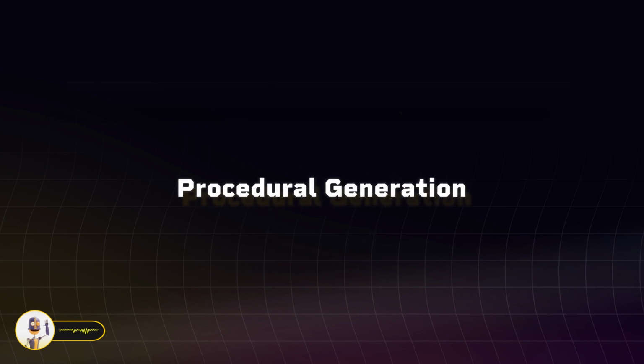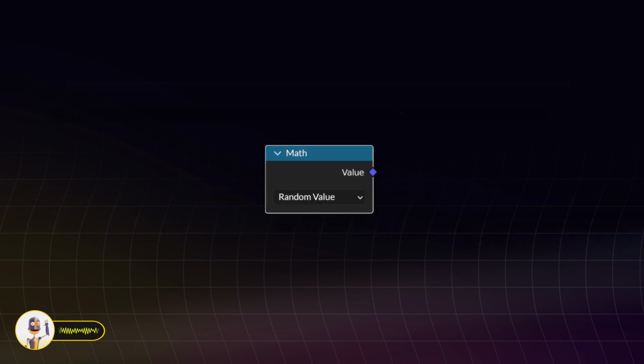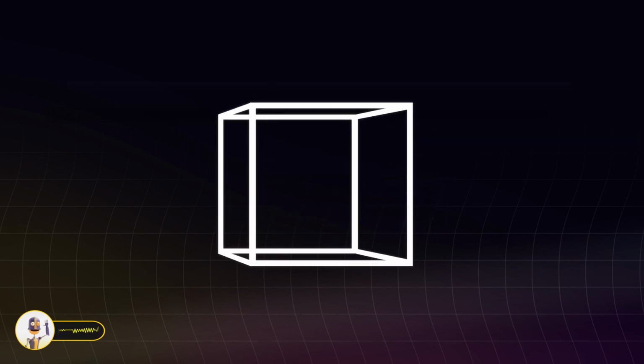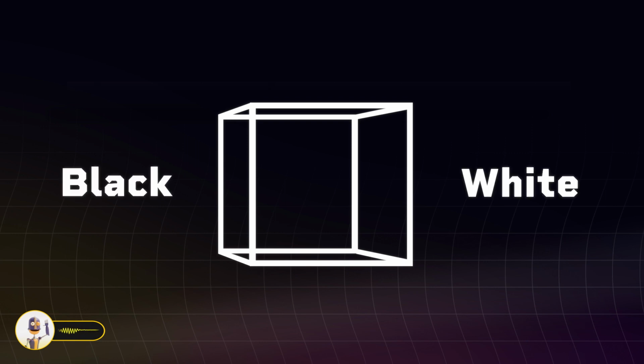The answer lies in procedural generation. Procedural generation is a process where you use math to generate a random value, which we can use as an input value for our object. One of the best examples of this is noise. Noise is a 1, 2, and 3-dimensional function that generates a random color value between black and white.